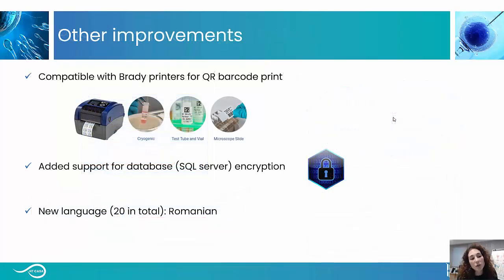And then moving on to the last improvements. On the one hand, we have the new compatibility with our systems and the Brady printers for QR barcode print. This means that laboratories that are freezing samples, for example, and need printers for labels that are resistant to liquid nitrogen, can now also scan this QR with the system, and the reference of the sample will be automatically transferred to the interface.